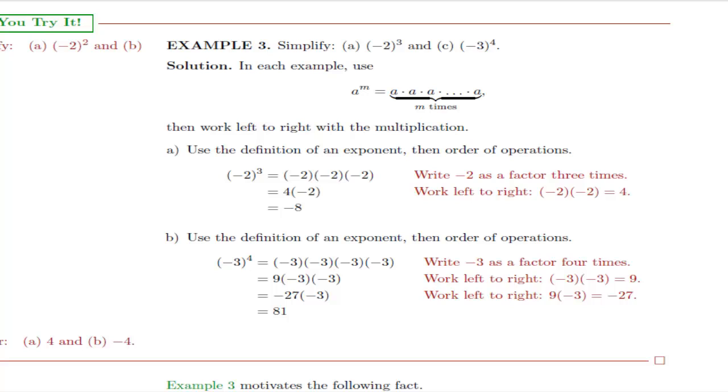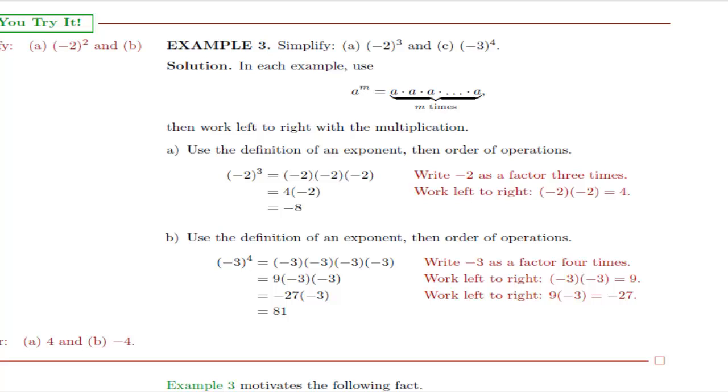Example 3. Simplify. A is negative 2 cubed and B is negative 3 to the 4th power. Solution. In each example, use a to the m equals a times a times a and so on, m times. Then work left to right with the multiplication. So with A, use the definition of an exponent, then order of operations. We have negative 2 raised to the 3rd power, so there are 3 factors of negative 2 multiplied together. Working from left to right, negative 2 times negative 2 is a positive 4 since we have like sign integers. Then a positive 4 times a negative 2 would be a negative 8 because we have unlike sign integers.